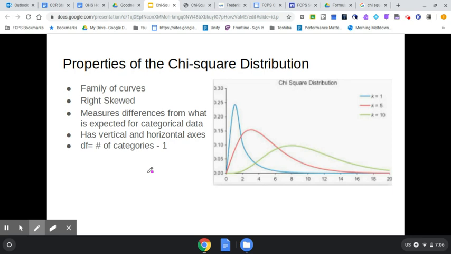Okay, and then as I mentioned earlier, it still has degrees of freedom, but the degree of freedom is not the sample size -1 like it was for the t-distribution. It's the number of categories that we have -1. So some differences there with the chi-squared distribution chart.